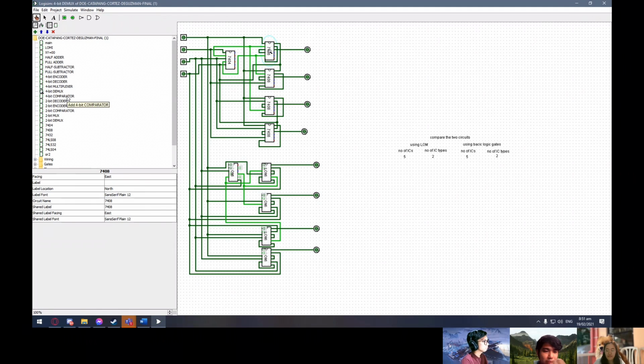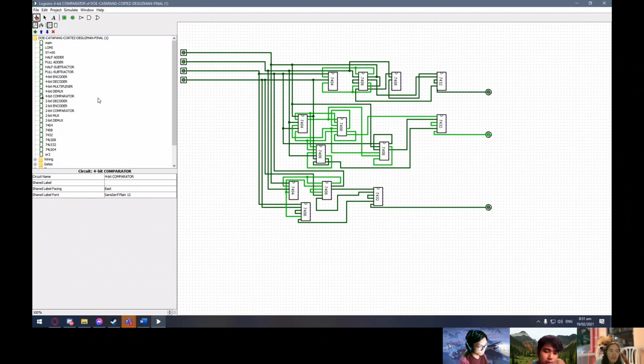And for the 4-bit comparator, a 4-bit comparator is a hardware electronic device that takes two numbers as input in binary form and determines whether one number is greater than, less than, or equal to the other number. Comparators are used in CPUs or MCUs. So for this circuit, we have used the 7404, 7408, and 7432 ICs.